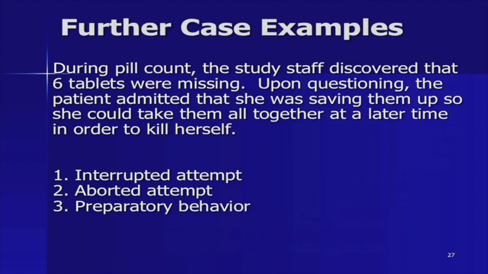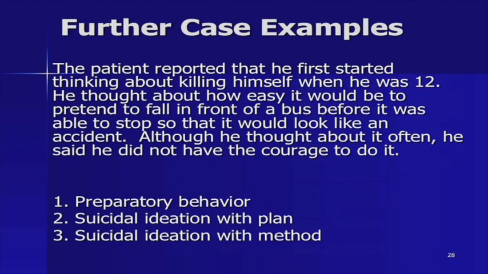The patient reported he first started thinking about killing himself when he was 12. He thought about how easy it would be to pretend to fall in front of a bus before it was able to stop so that it would look like an accident. Although he thought about it often, he said he didn't have the courage to do it. Is that preparatory, ideation with a plan, or ideation with a method? Yes, that's ideation with a method. This isn't a plan yet. A plan would be, next Tuesday at 3 o'clock, I'm going to go into my husband's medicine cabinet when I know he's going to be away at the office so he can't come home to stop me.